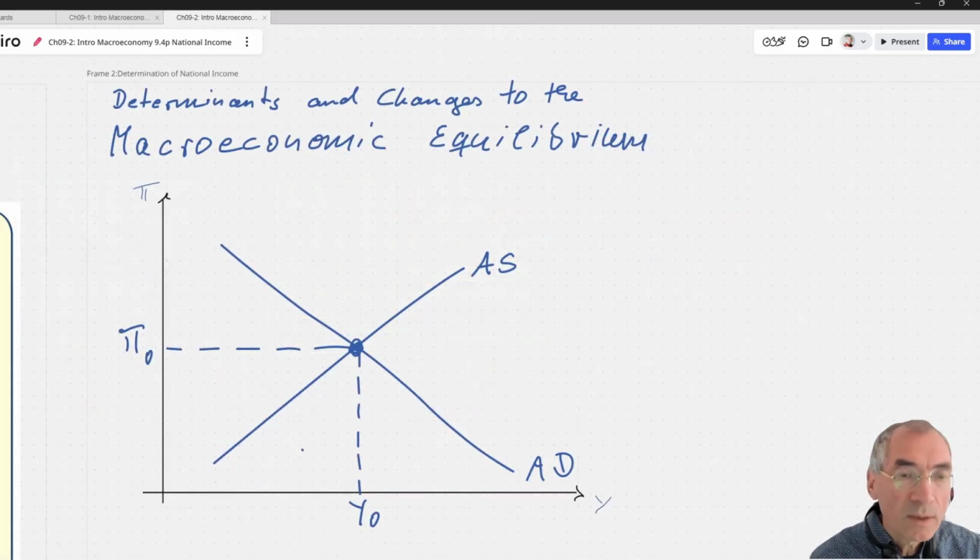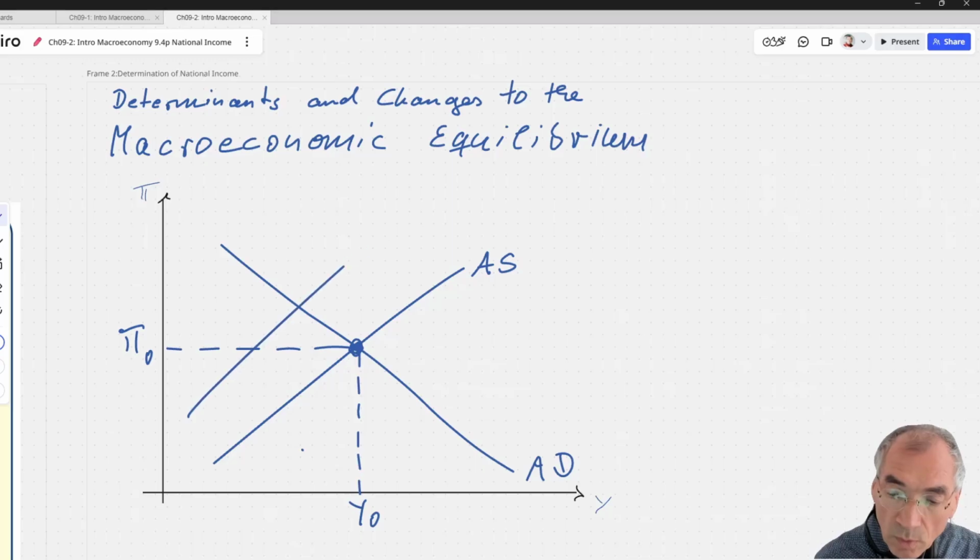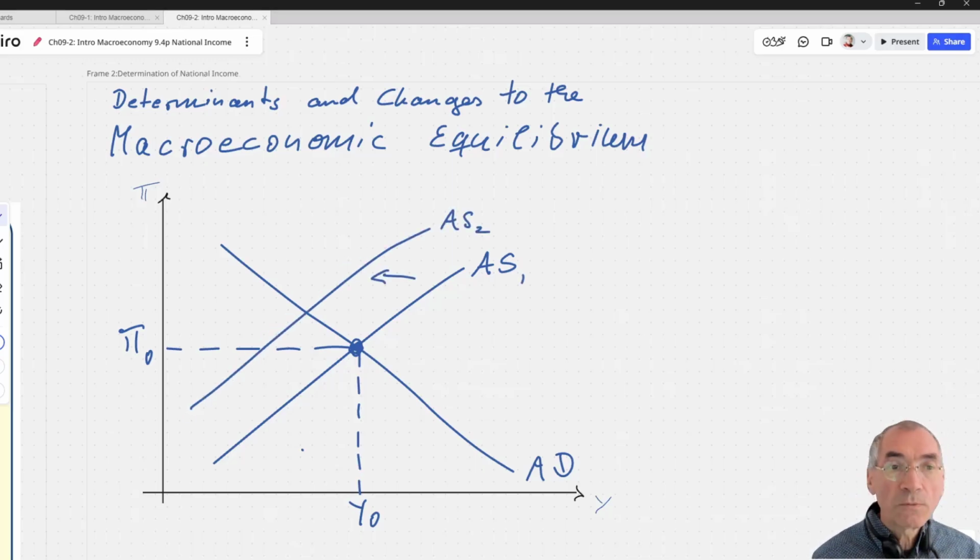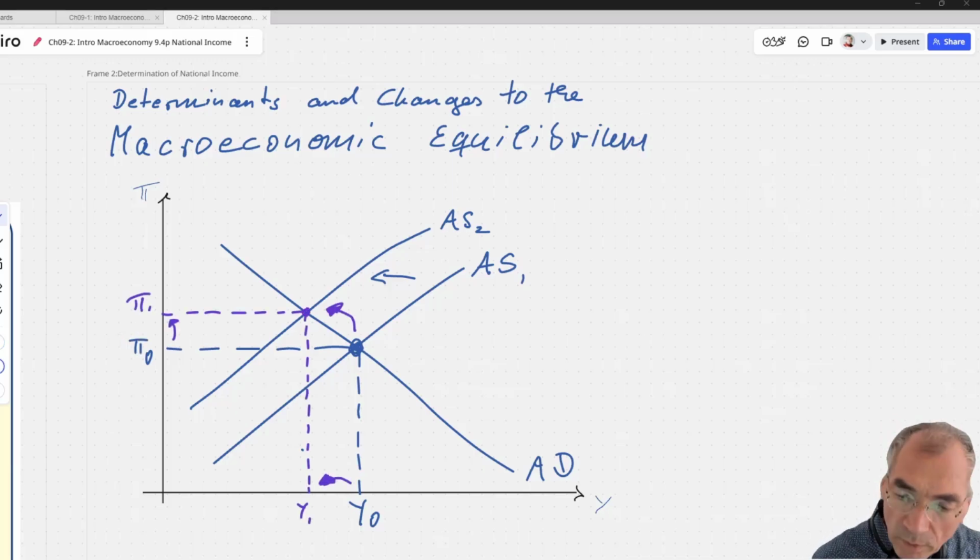And all these changes might lead to, or will at the end lead to, a reaction. So let's take the example: aggregate supply and energy prices go up. That would lead to a lower aggregate supply, so a shift from AS1 to AS2. And when we look at this, then we see income goes down, inflation goes up to a new equilibrium that will be here.